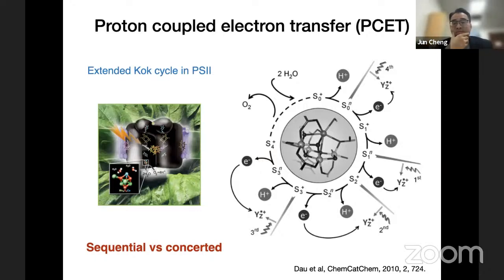In photosystem two in biology, people know that. In this extended Kok cycle, the proton and electron can really go in a sequential manner. You can have a proton transfer step and an electron transfer step. Then you will have to deal with the charged species.